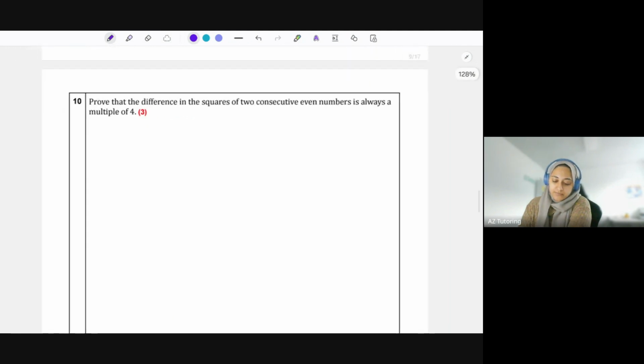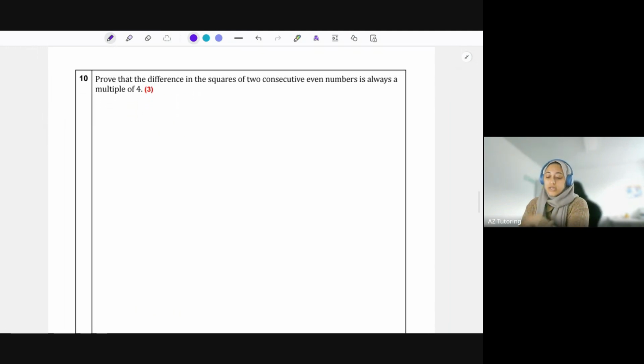What proof question? Prove that the difference in the squares of two consecutive even numbers is always a multiple of 4. So we're doing the difference, two consecutive even numbers. Our first one is going to be 2n. Our second one is 2n plus 2.